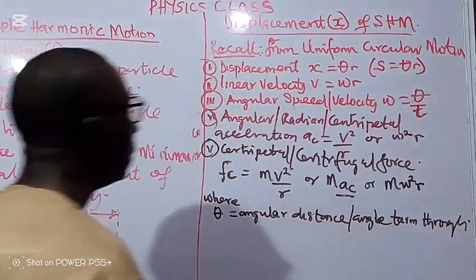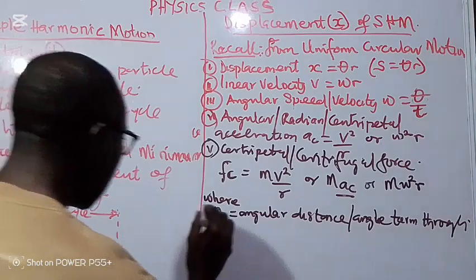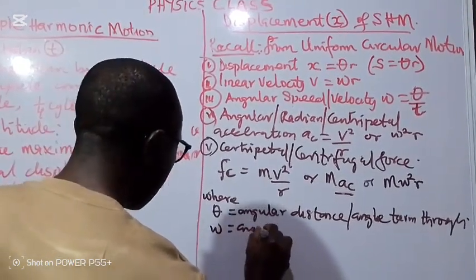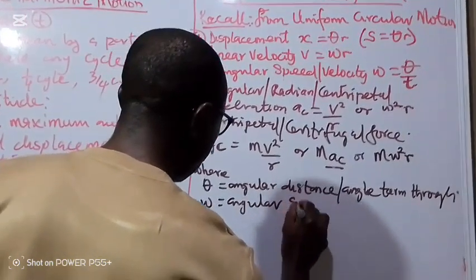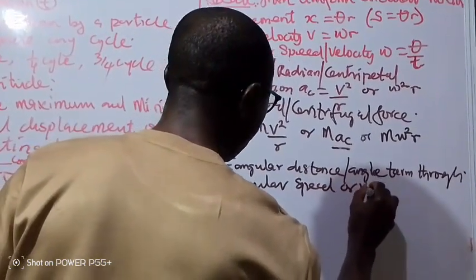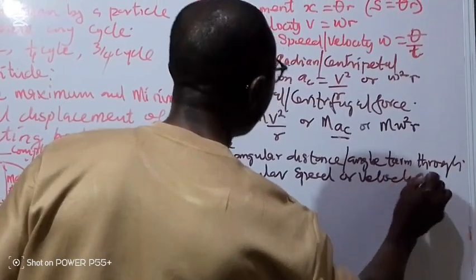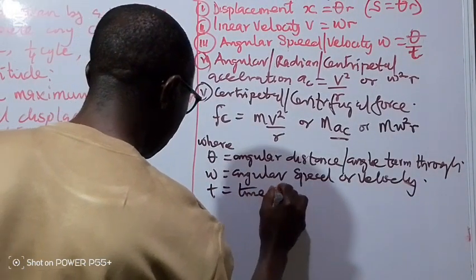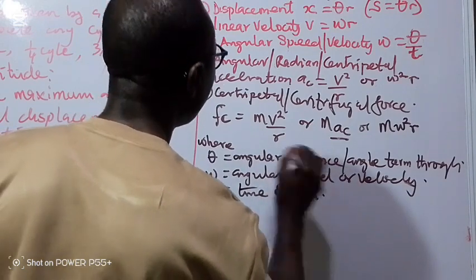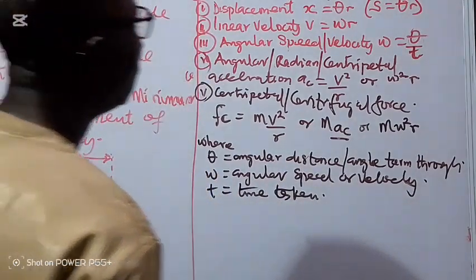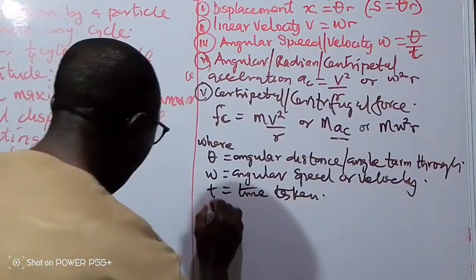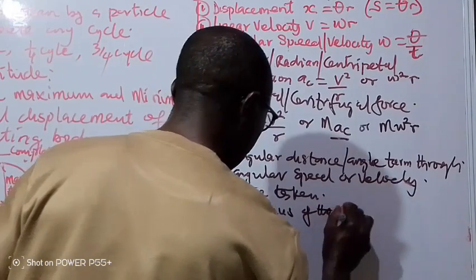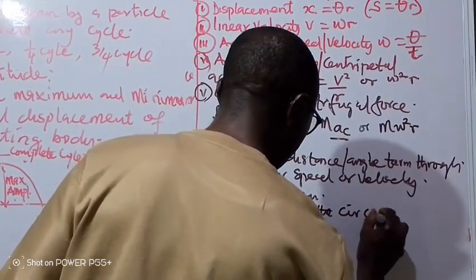What else is there? Our omega is angular speed or velocity. T is time taken. R is the radius of the circular path.